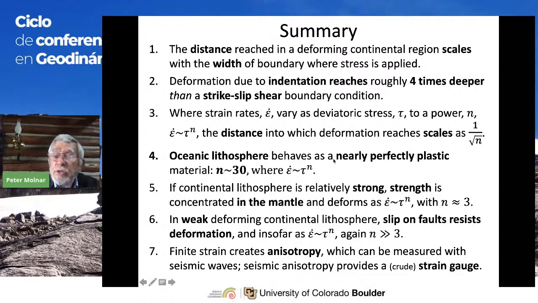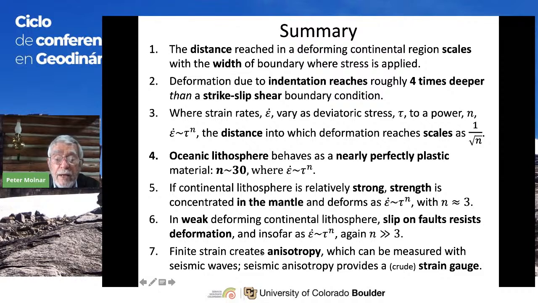Oceanic lithosphere behaves as a nearly perfectly plastic material where n is of order 30 in this relationship. For continental lithosphere, if it's strong, the strength is concentrated in the mantle, and it deforms, again, with typical dislocation creep values, where n is of the order of 3. But if you're in a weakly deforming continental lithosphere, slip on faults can be the main resistance to deformation. And insofar as we can use this approximation, n is much, much greater than 3, approaching infinity if slip on faults determines the results.